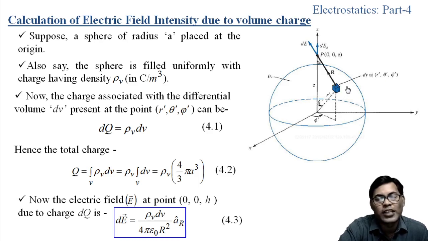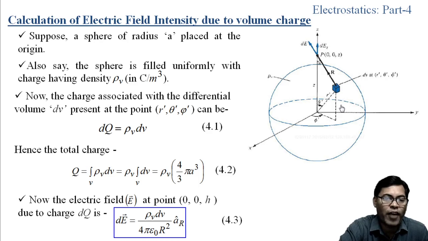Now, the same way as we have seen in the last class, first we need to calculate the charge enclosed by the volume. So, here dq will be equals to rho v dV as it is, because rho v is the charge density and the charge distribution is symmetric throughout the sphere. So, dq will be equals to rho v dV.